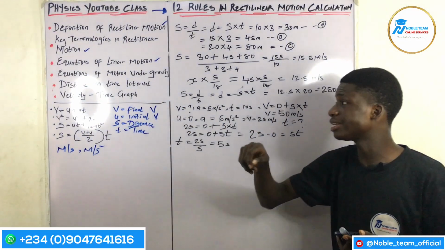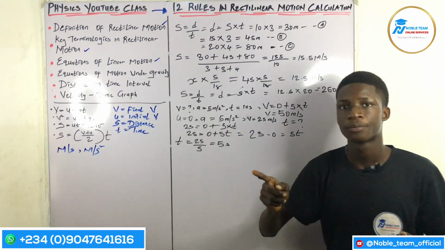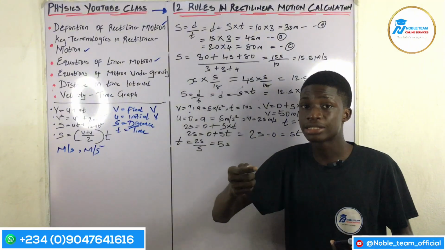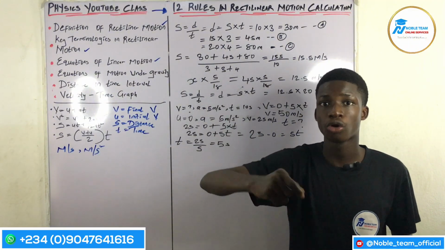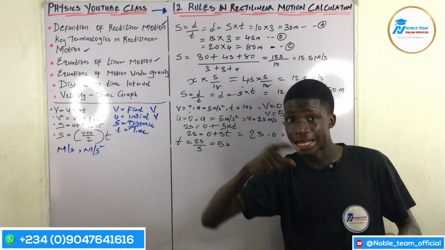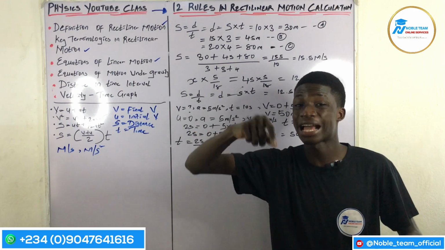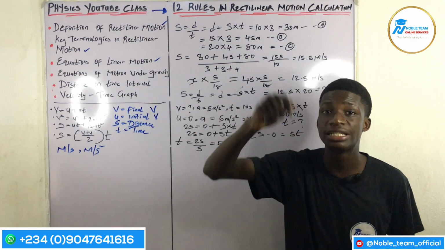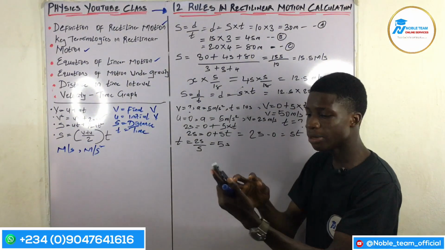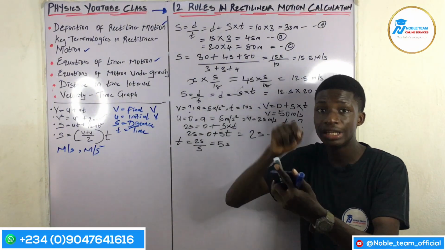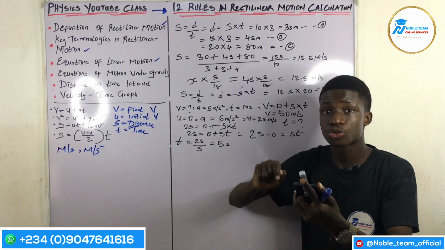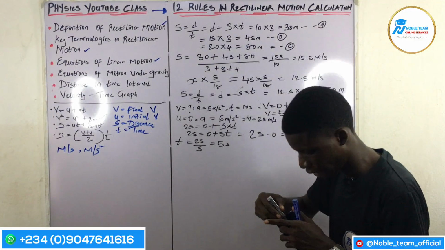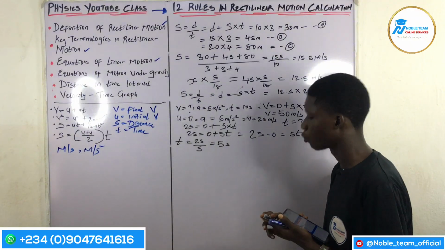And remember what I said in rule 4, that once you see an acceleration in a negative form, it simply means it is retarding or decelerating. Sorry, not deaccelerating. It is retarding or decelerating. So it simply means that the acceleration in this question is retarding. That is why it is in a negative form. Now, let me use my blue marker, and once we solve this, we are going to wipe the board.